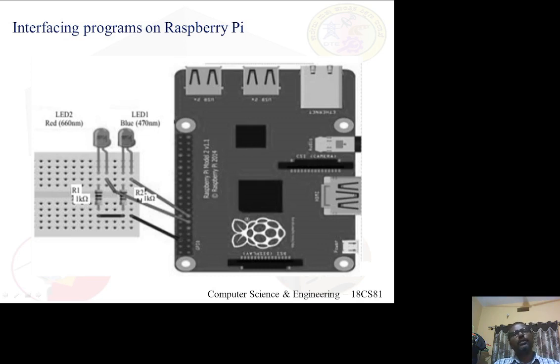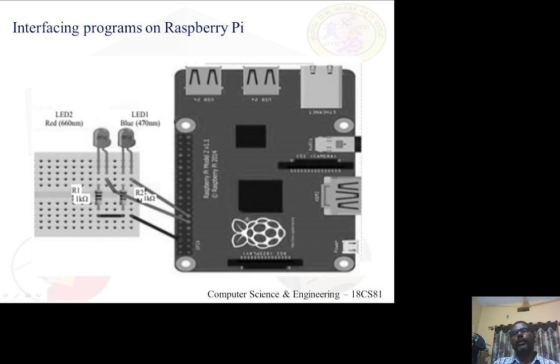So a resistor is used to oppose excess current. Clear? Now this is how we'll see. In this case, we have interfaced the longer leg of LED1 and LED2 to GPIO numbers 17 and 27. So through GPIO 17 and 27, these two LEDs receive an input. I repeat, through GPIO pins 17 and 27, these two LEDs will receive an input from the Raspberry Pi computer.